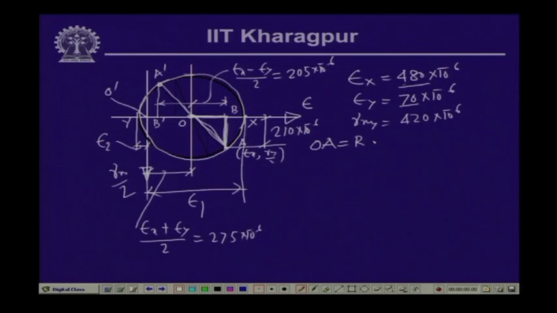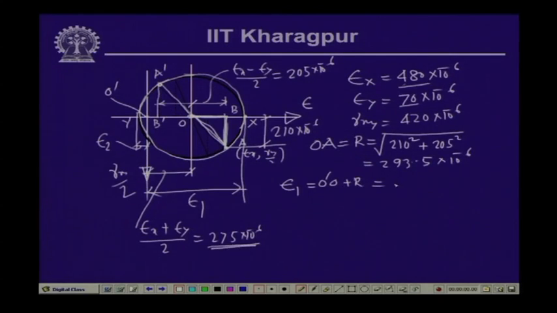OA is equal to the radius r, which is equal to the root of 210 into 10 to the power minus 6 squared plus 205 into 10 to the power minus 6 squared, and this gives us a value of 293.5 into 10 to the power minus 6. Hence, let me first compute the principal strain epsilon 1. Epsilon 1 is equal to O dash O plus the radius, where O dash O is epsilon x plus epsilon y by 2, which is 275. So, 275 plus 293.5 into 10 to the power minus 6 is the strain, and this gives us a value of 568.5 into 10 to the power minus 6.